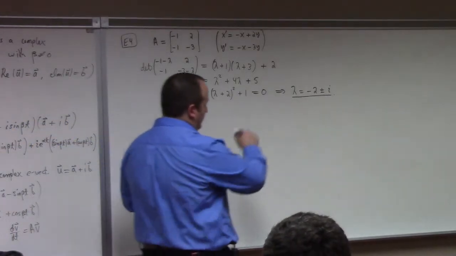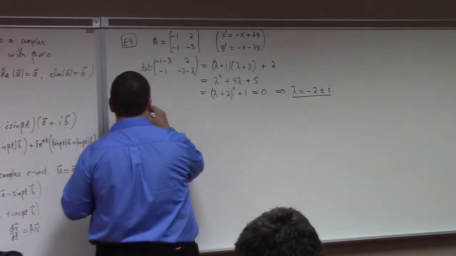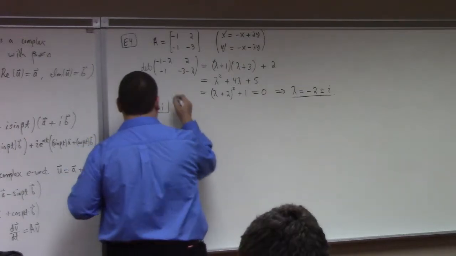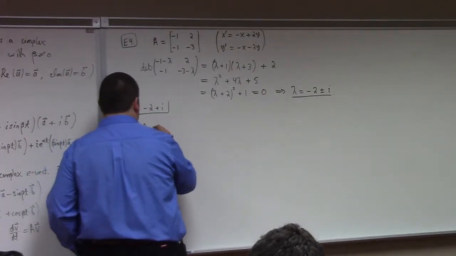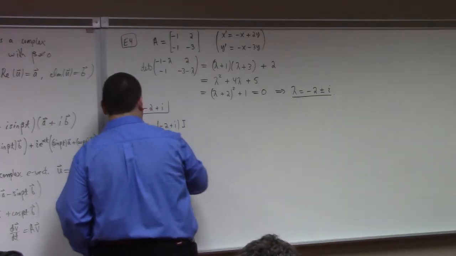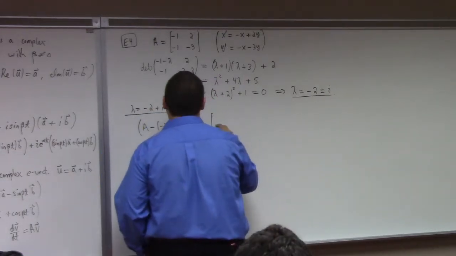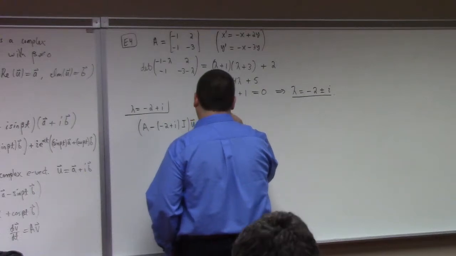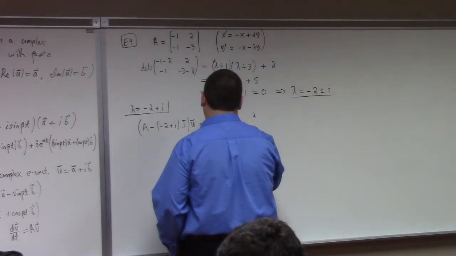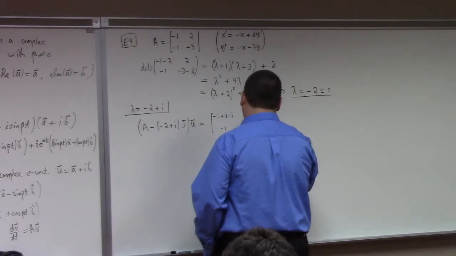Okay, so we don't need the plus and the minus. We pick a plus or a minus. I pick a plus. So we're going to pick lambda equals minus 2 plus i. And so what we've got to do is solve the system for u and v, which is minus 1 plus 2 minus i, 2 minus 1 minus 3 plus 2 minus i.